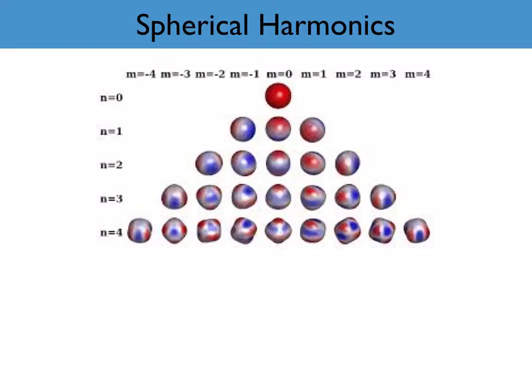This slide shows pictures of the first 25 spherical harmonics. Each row shows the spherical harmonics that have a particular value for L. So the first row shows those spherical harmonics that have L equals 0, the second row those that have L equals 1, the third those with L equals 2, and so on. You will notice that for L greater than 0, there are multiple spherical harmonics with a particular L value.